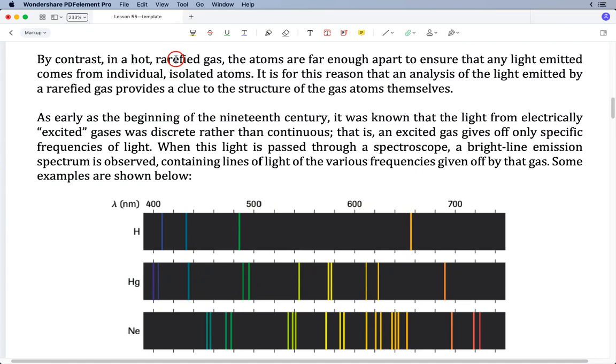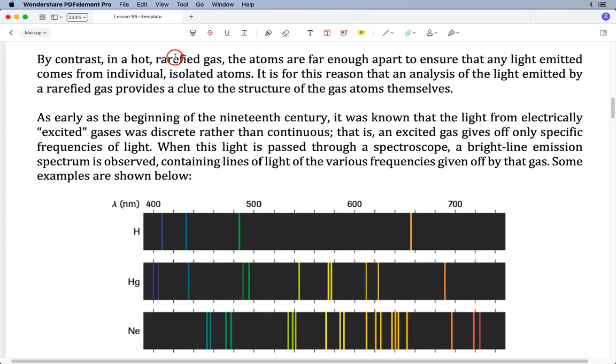So if you take a gas and put it under low pressure, you have a situation where the atoms are far enough apart so that they're not really interacting with their neighbors anymore. And that means that any light emitted is going to come from individual isolated atoms. And if you heat up this gas, you're going to see some light from the heated gas.